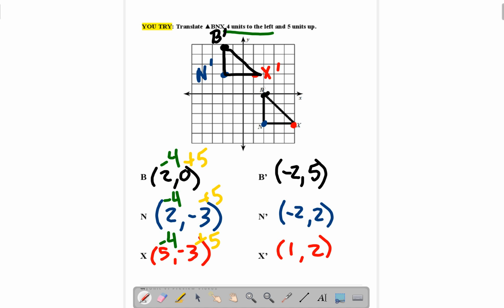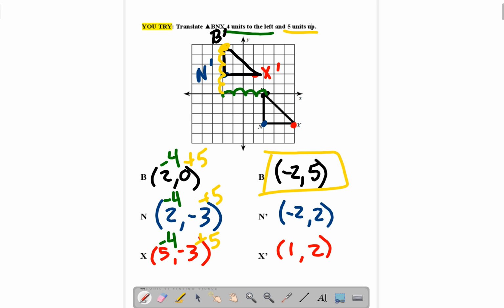Let's do the B. We're going to go 4 units to the left. 1, 2, 3, 4. And then it says 5 units up. 1, 2, 3, 4, 5. There's your new coordinate, B prime. So once again, you could do it algebraically, -4 for all the x's, +5 for all the y's. Why was it plus? Because it was up.